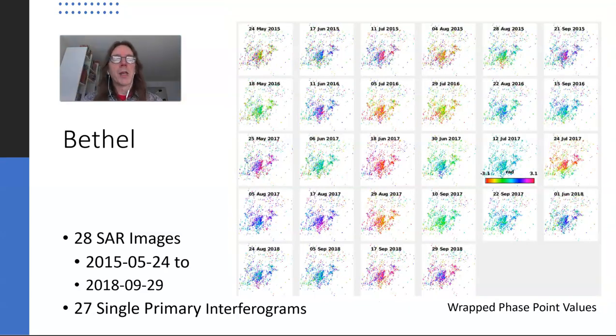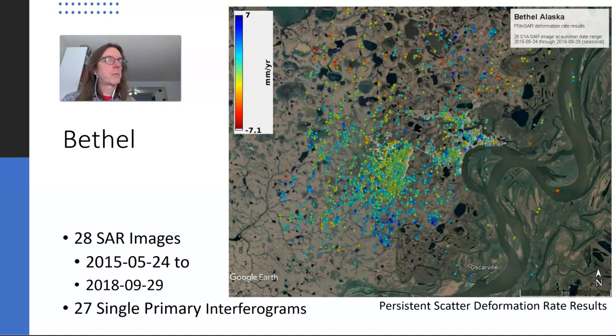Likewise, the same workflow using 27 primary interferograms from 28 SAR images produced these PSInSAR deformation rate values for Bethel, Alaska. As you can see, having the largest expanse of immutable surfaces, the pavement, the PS are primarily concentrated at the city's airport.